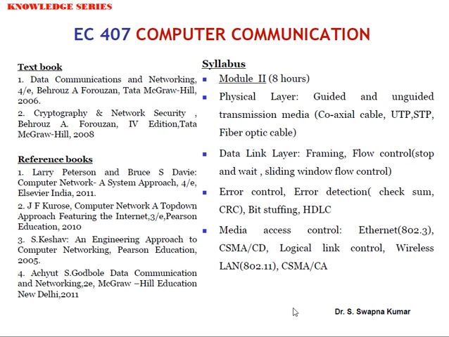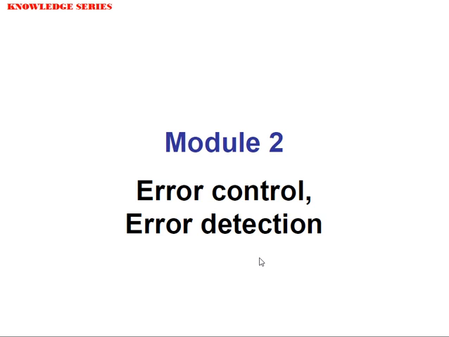Here under the course EC407, Computer Communication, we are going to discuss error control and error detection. What exactly do error control and error detection indicate? Error control is basically a technique for detecting and correcting a block of data which is used for communications from the source to destinations.